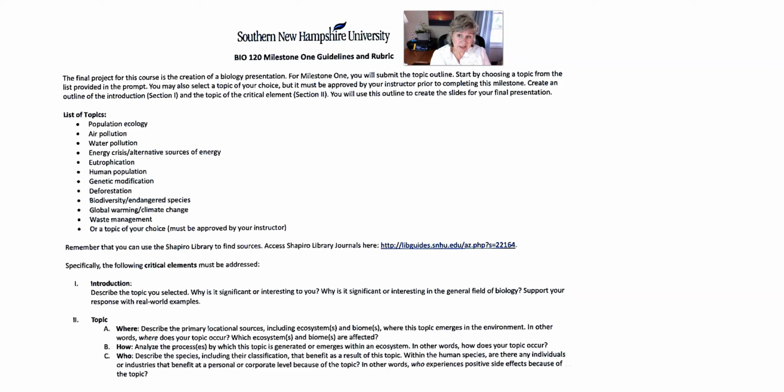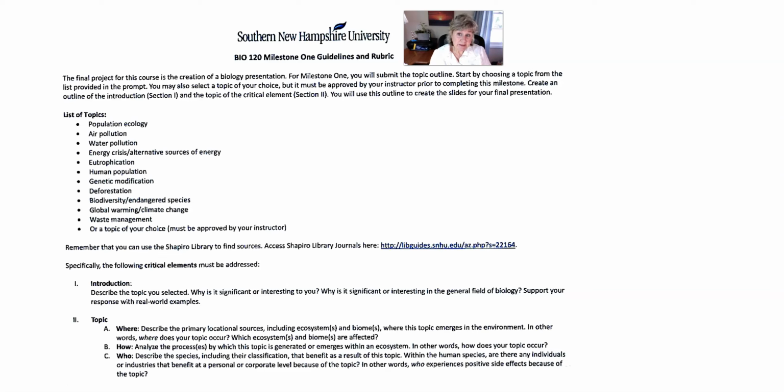So how does this issue, how does this problem happen? This is going to be a section that you need to explain. And you see what it says, analyze the process. It doesn't just say industrial waste is how air pollution happens. So analyze it. You're going to be writing some information here.